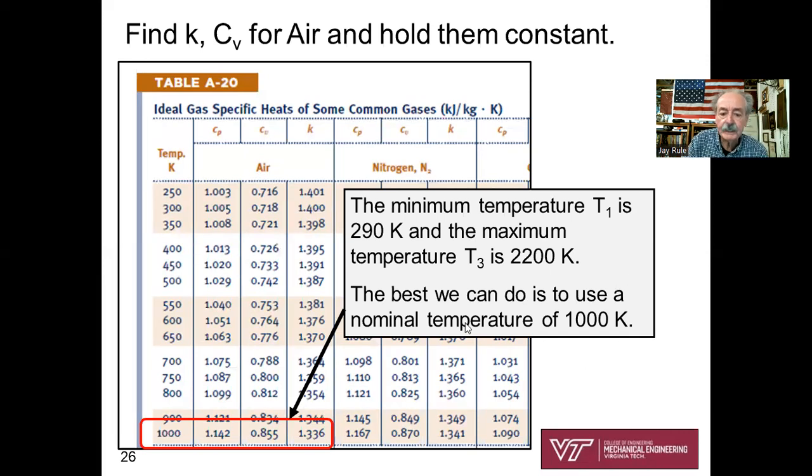So the best we can do for this problem is look up K and C sub V at 1,000 degrees K, because there's nothing higher tabulated in table A20. So we're going to say our nominal temperature is around 1,000 degrees K, and that's close enough. That nominally, the average nominal of these two is around 1,000 K. So we're going to write down K is 1.336 and C sub V is 0.855.